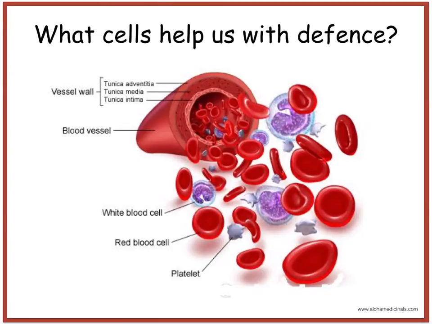So here you can see white blood cells, red blood cells, and platelets. You can easily identify the red blood cells because of their distinct biconcave shape, and also because they're red due to having hemoglobin. Now the white blood cells are also easy to identify because they've got large nuclei, which have stained purple in this diagram. The platelets are small fragments of cells, and they don't have nuclei. So it's the white blood cells and the platelets which are important in helping us with defense against disease.